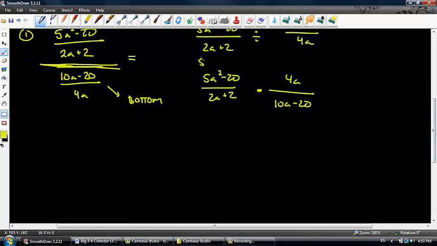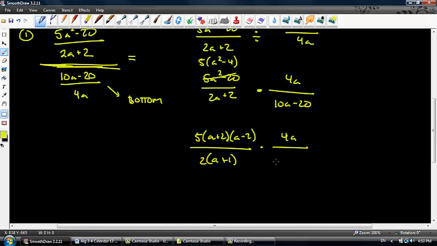Here I'm going to factor out a 5. I get a squared minus 4, which means I can refactor the a squared minus 4. So that is 5 times a plus 2, a minus 2. Factor out a 2 on the bottom, a plus 1 times 4a over 10 times a minus 2.